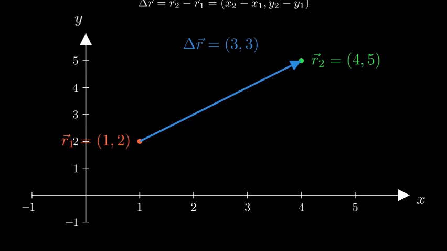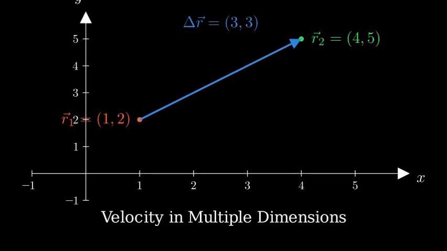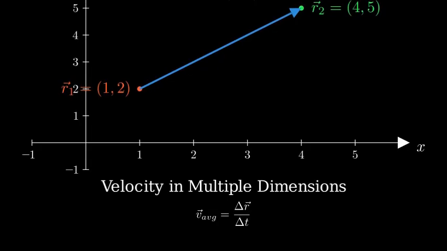Now, let's explore velocity in multiple dimensions. Velocity is the rate of change in position with respect to time. But now the velocity has components in each direction. The average velocity is the displacement delta r divided by the time interval. Instantaneous velocity is then given by the limit of the average velocity as the time interval approaches zero, which is simply the derivative of r with respect to time, or dr/dt.